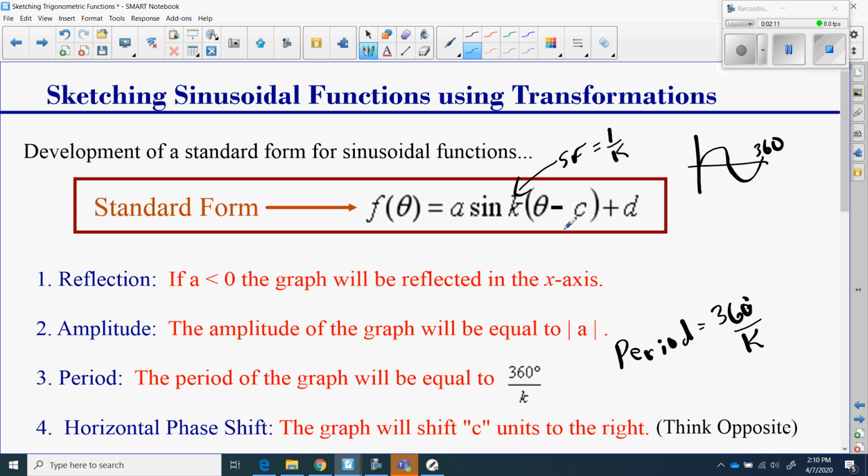Phase shift, that's found in here. So a minus c would move the graph c units to the right. If that was a plus c, it would move the graph c units to the left. And then at the end here, we have our vertical translation. So a plus d moves your graph up d units, and a minus d moves your graph down d units. And recall from our unit on functions, if you were doing these with transformations, you always look for reflections first, then stretches, and the last thing you examine are translations.